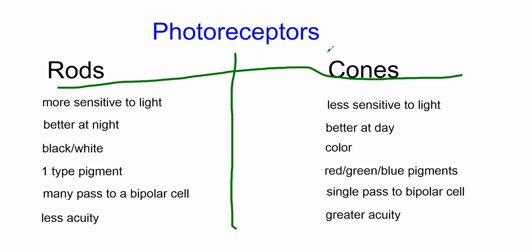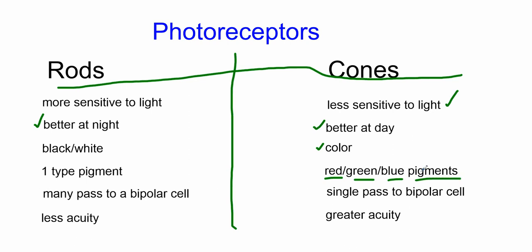The first thing is that rods are more sensitive to light, so they can really tell the difference between a lot of light and a little light. Cones are less sensitive. Why is that? Because rods are basically for black and white or gray, and they're used at night, whereas cones are used for color, so they're better in the daytime. Rods are our black and white vision. Cones are our color vision. As we saw in the picture, all the rods look the same, but there are red, green, and blue pigments in the cones.